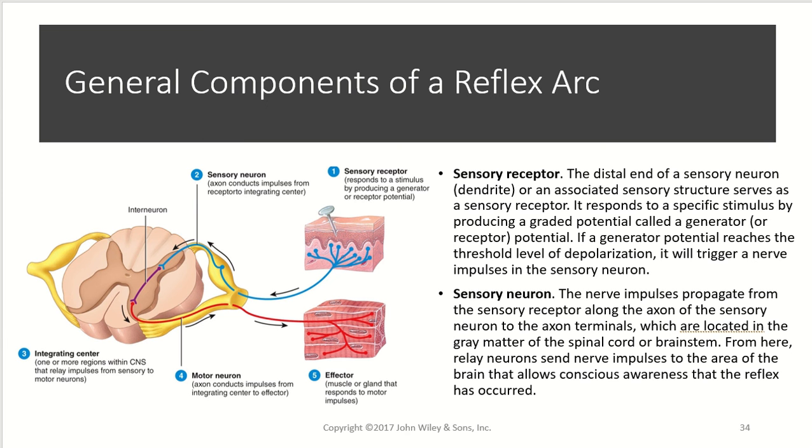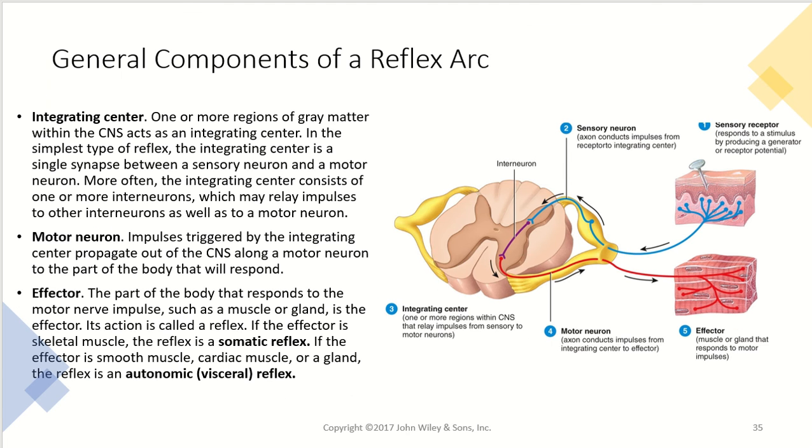So from there, relay neurons are going to send nerve impulses to the area of the brain that's going to allow for conscious awareness that the reflex has occurred. Right? Our next part of the reflex arc is going to be the integrating center. And so this is going to be one or more regions of gray matter within the central nervous system that are going to act as an integrating center.